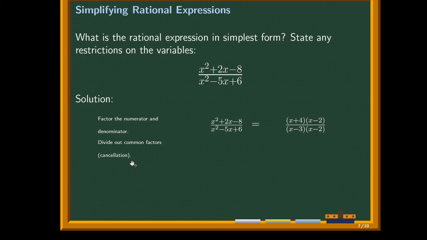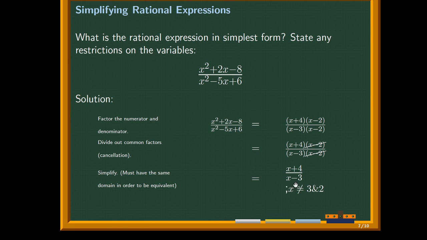The next step is to divide out the common factors. Using these factors from step 1, we already know there is a common factor, and that is the quantity of x minus 2. That is what cancels out. After canceling, removing the parentheses, we simplify. The answer is x plus 4 all over x minus 3, where x should not be equal to 3 and 2.